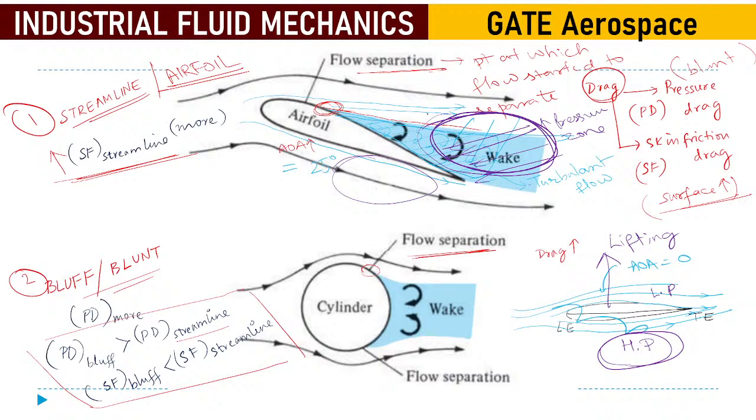So what will happen? There will be a measure of the downward force it will try to create. So instead of going in the upward direction as the lift force, it will try to move in the downward direction. So it is degrading the lift. So this plays a very, very vital role.